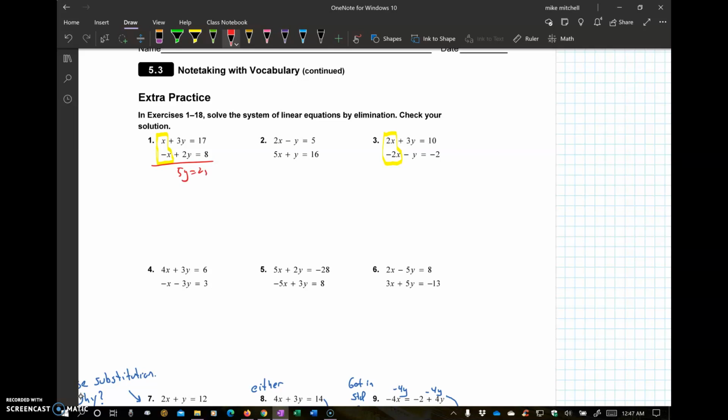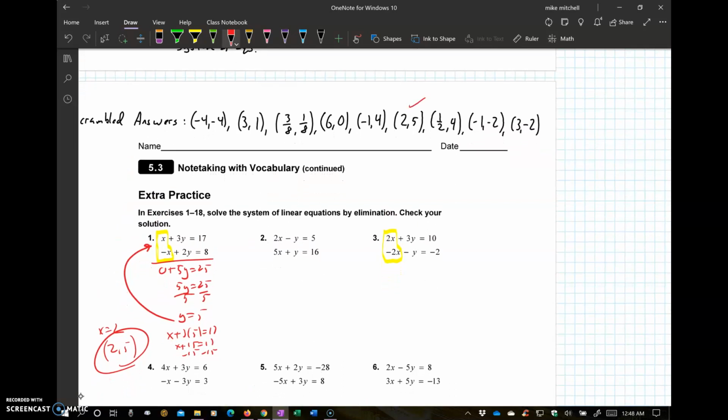5y equals 25. You could have 0 plus 5y, but that's just going to be 5y equals 25. I divide by 5. Y is equal to 5. This is where it gets like the last set. Plug it back in. I'm going to use the top one because no negatives. X plus 3 times 5 equals 17. X plus 15 equals 17, minus 15. I get x is equal to 2. That's going to give me 2, 5 for my solution.